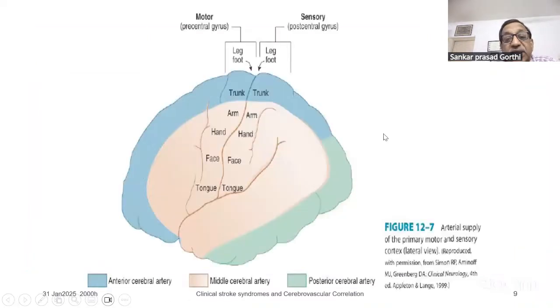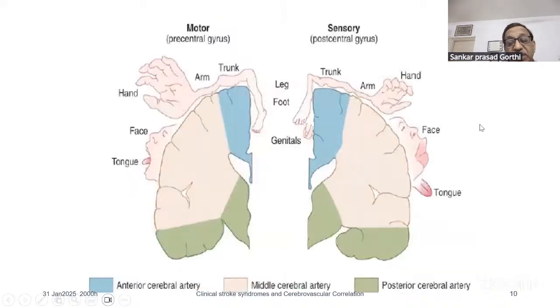So you can see the leg area, the foot area, the trunk, the arm, hand, face, tongue. So you can see the territories. The anterior cerebral artery territory is this much, the middle cerebral artery territory is this much, and the posterior cerebral artery territory is this much. If you look at the lateral aspect, these are the vascular territories, and you can see the Penfield map, and I can easily guess which part of the body is affected. Usually, when the cortex is involved, you can see the hand has a very large area of representation. So you have differential weakness.